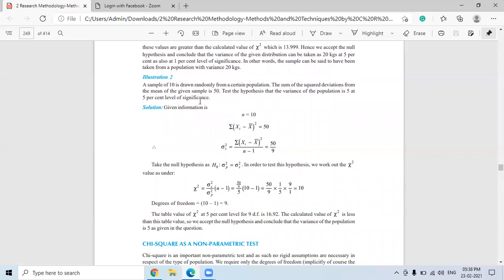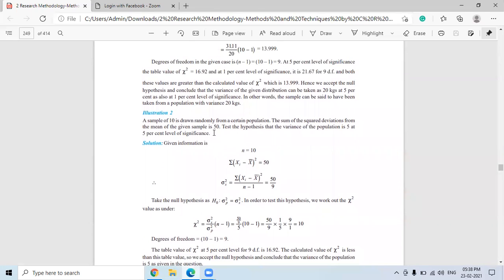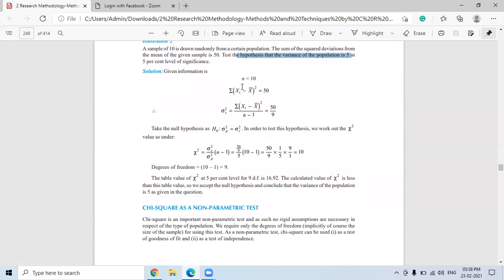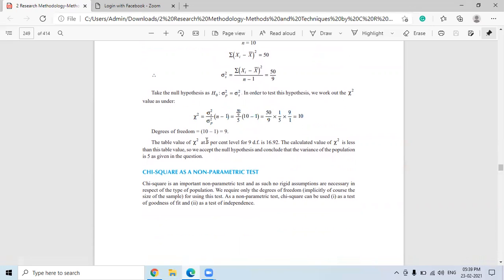The second problem is where all the values are directly given. n is given, and the sum of the squared deviations from the mean of the sample is given. You have to test the hypothesis that the variance of the population is 5. First you write the equations, then the hypothesis, then apply the chi-square equation, and then find the value of chi-square at the given 5% level of significance, and the degrees of freedom is 9. The equation of degrees of freedom is n minus 1, which is equal to 9.